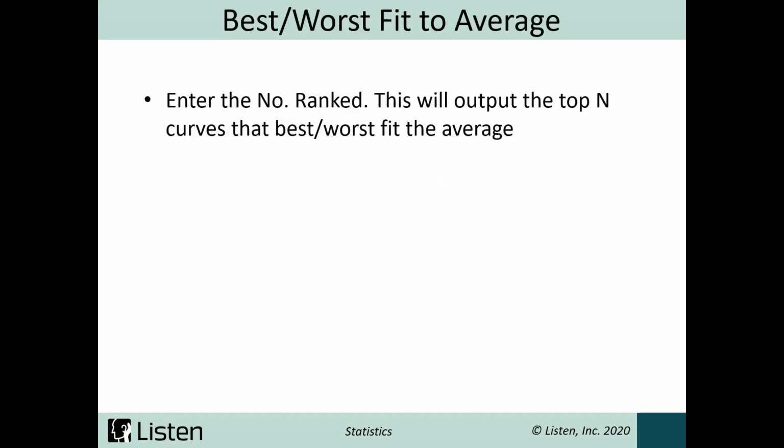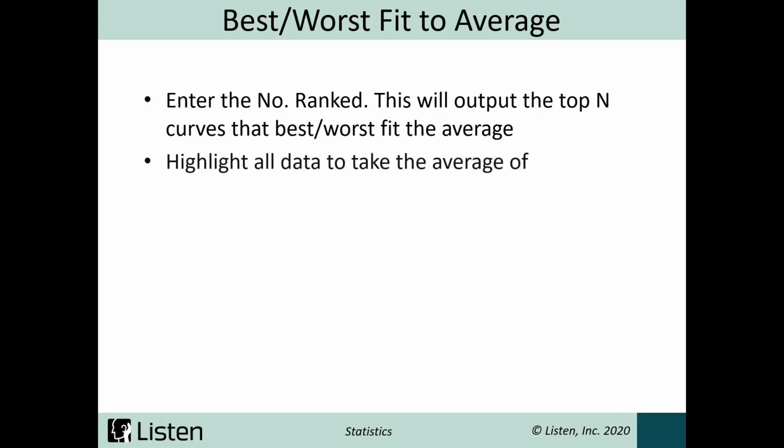Best and worst fit to average will allow us to enter the number ranked, and this will output the top n curves that best or worst fit the average. For example, if n equals 5, I will get the top 5 curves that fit the average and the 5 curves that worst fit the average.